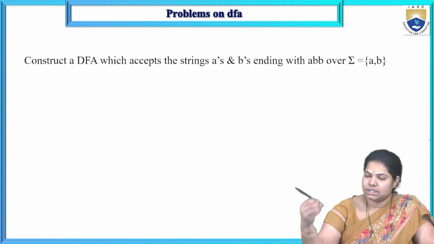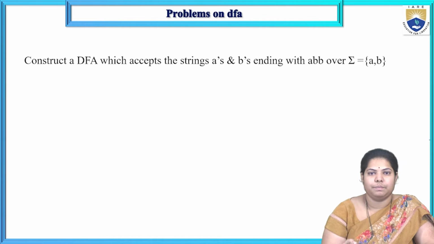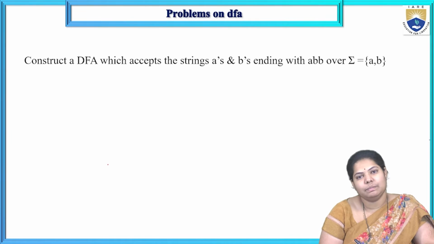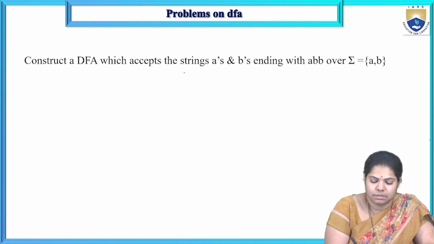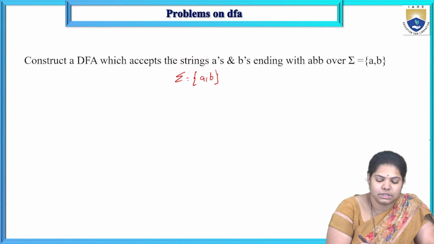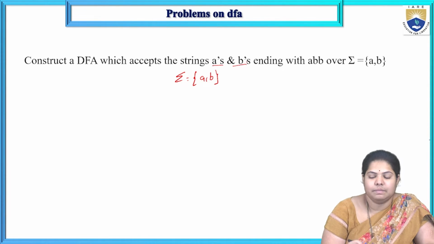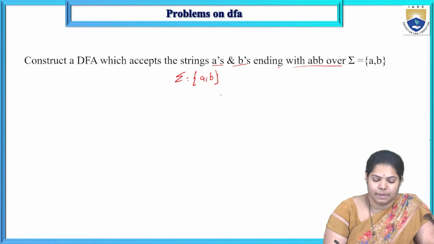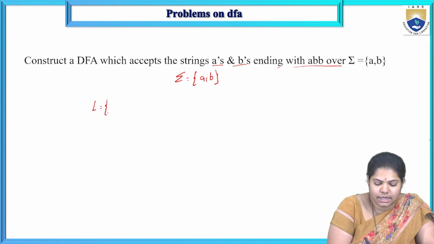In the same step by step process, first I need to find the input symbols which are given in the question. What are the input symbols given here? Sigma equals A comma B. These are the input symbols based on the question. What is the question? Construct a DFA which accepts combinations of A's and B's ending with ABB.